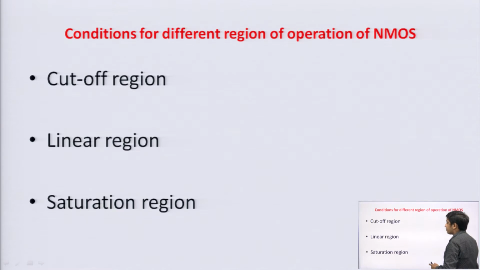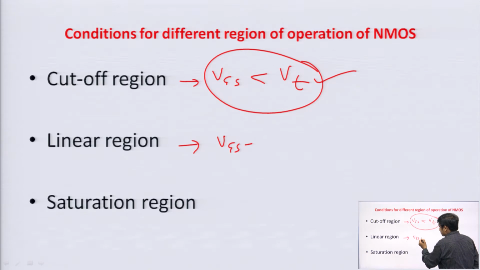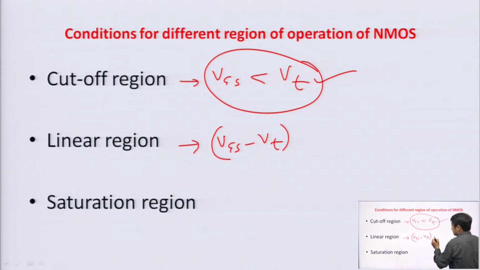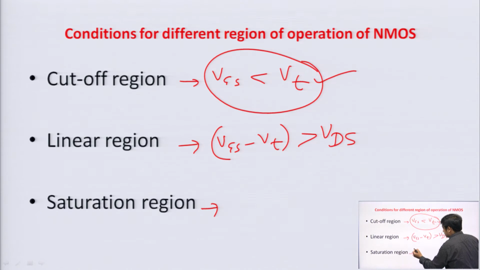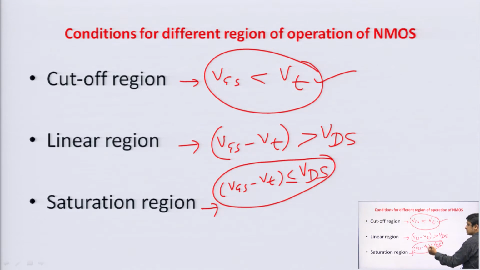So, the conditions for different regions of operation of NMOS are: cutoff region means your gate to source voltage is less than threshold voltage. So, it means that there is no channel, so there is no current. In linear region, your VGS minus VT is greater than drain to source voltage. In saturation region, your VGS minus VT is less than VDS. In saturation region, your drain to source voltage is greater than or equal to VGS minus VT.